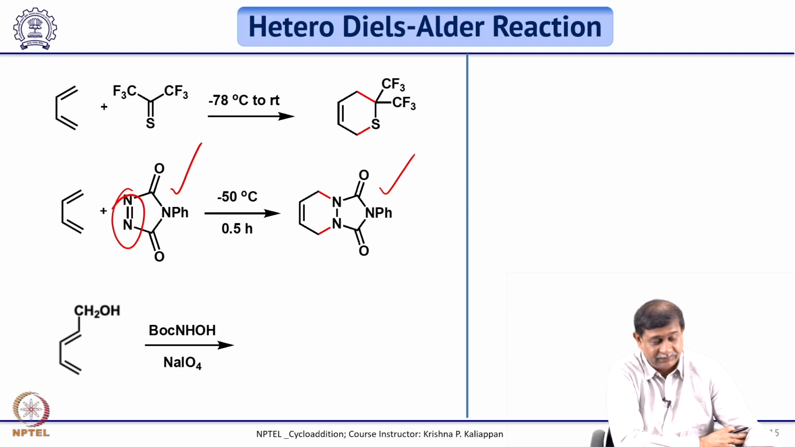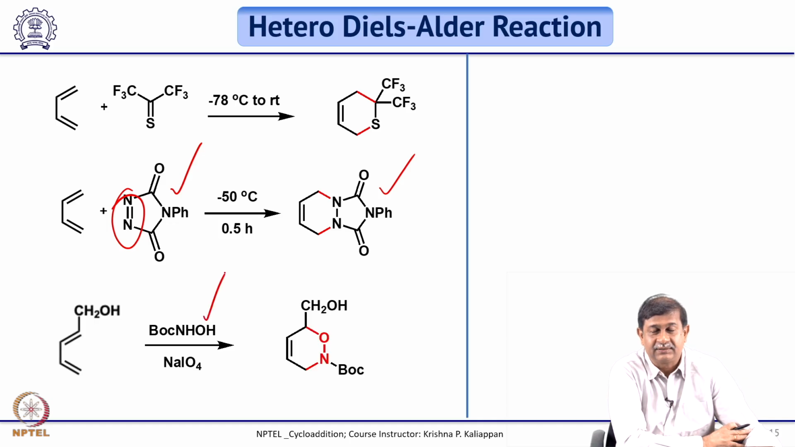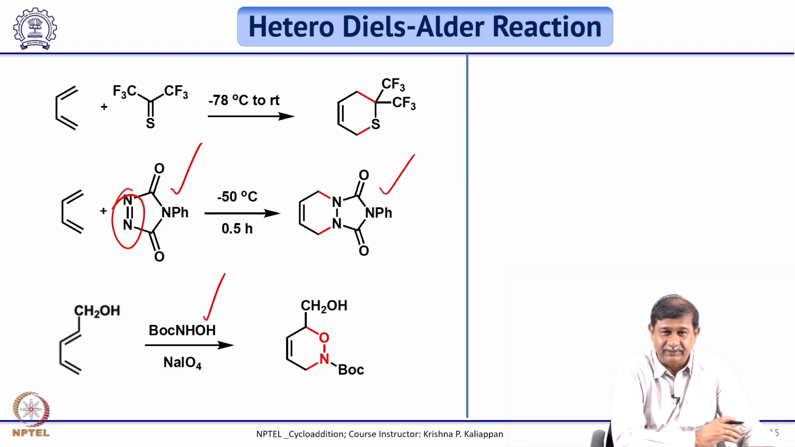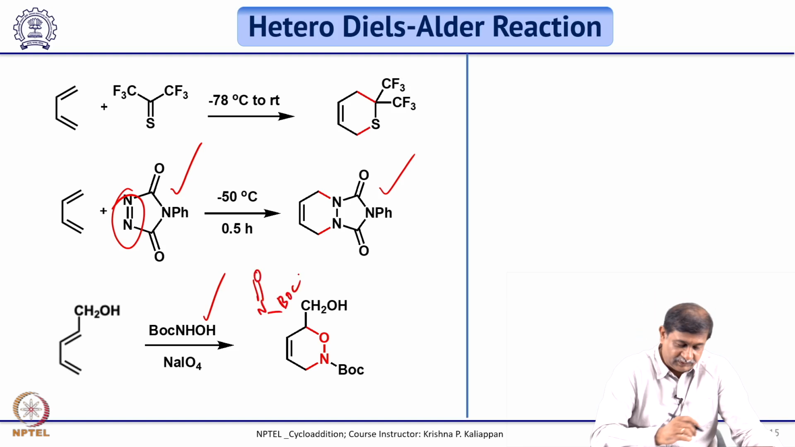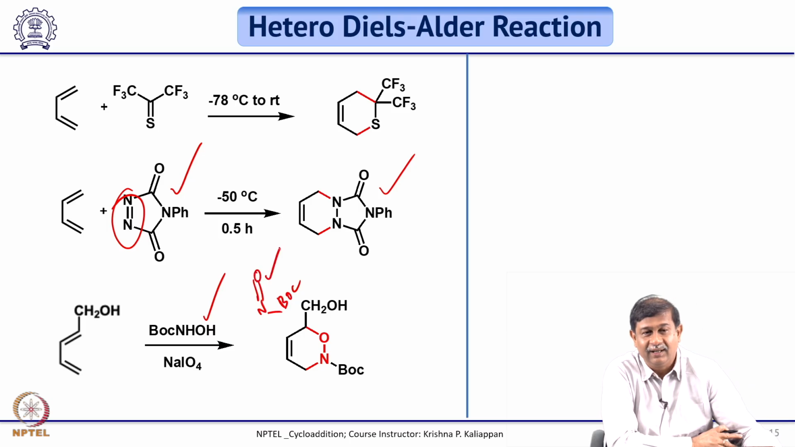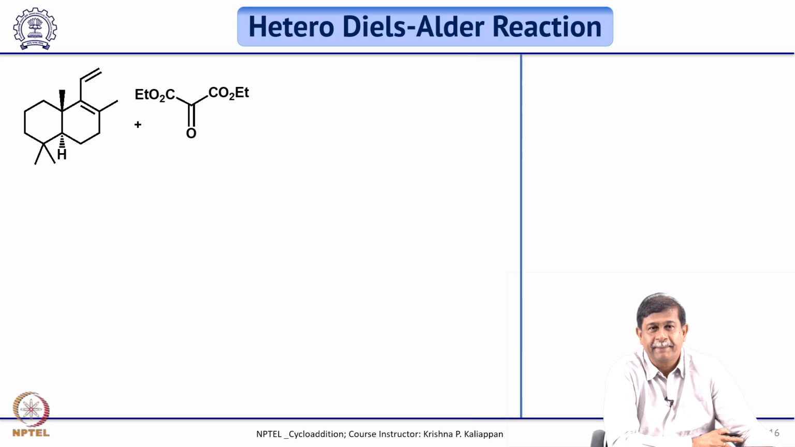For example, the nitroso compound can be made from this Boc protected hydroxylamine. You take Boc protected hydroxylamine and then treat with sodium periodate. So, what happens is you generate Boc nitroso compound. So, now this is the dienophile and that can undergo 4+2 cycloaddition reaction. Okay. So, look at this interesting example.